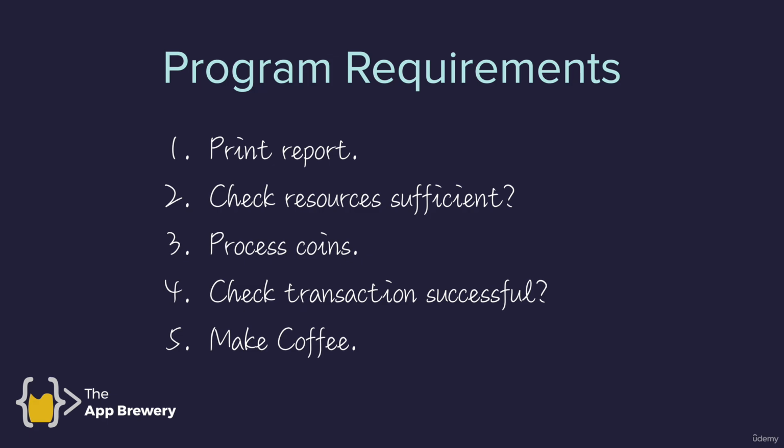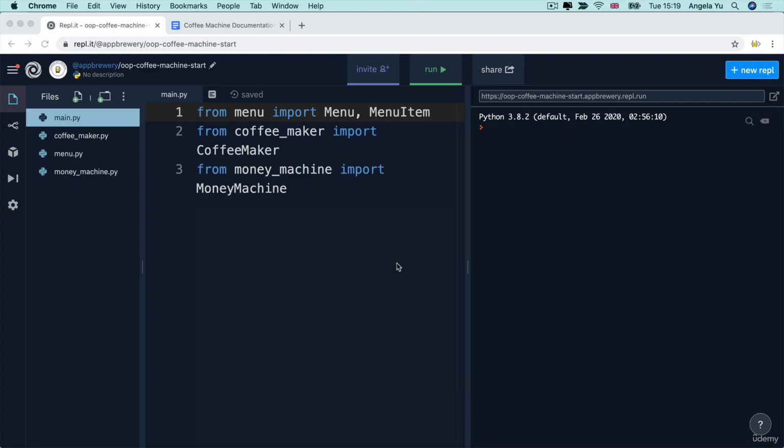But in this case, you're going to be working with objects. In the course resources, you'll find a link to the starting project for the OOP coffee machine. If you head over to this link, you can see that there's a whole bunch of code that we've already written for you.